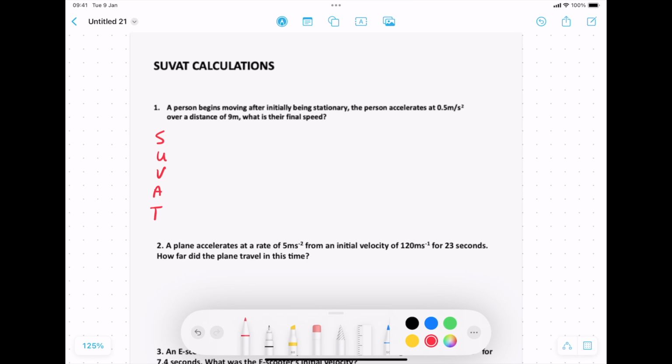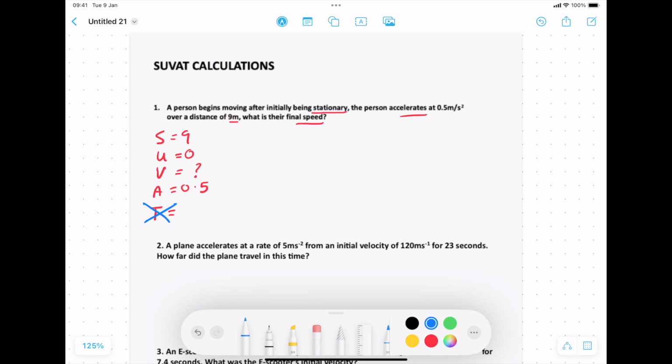So what do we have from this question? We are told that the person is initially stationary, so therefore the initial speed must be 0. We are told that the person accelerates at 0.5 meters per second squared. So A is 0.5. We're also told the distance, which is 9 meters, so S is 9. And then we're asked for the final speed. So the final speed is V. So this thing is the question mark. So what about T? Well, there is no mention of time in the question, so we don't need that variable, so we can cross it out. So we need an equation with S, U, V, and A.